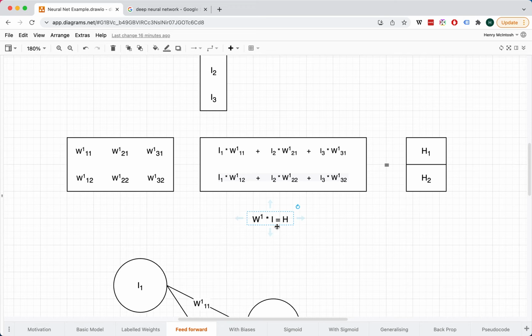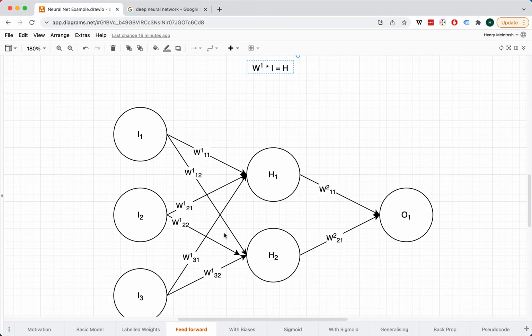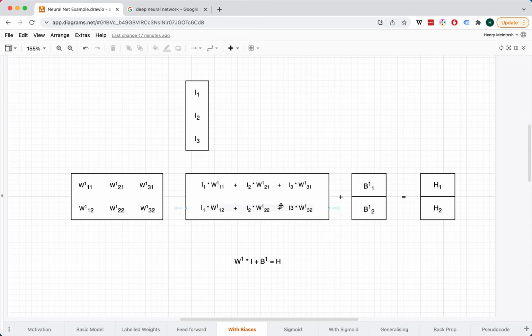So that's with just the weights part. The biases part is a bit like a y-intercept. If you have a linear graph, y equals mx plus b, this is the b part.